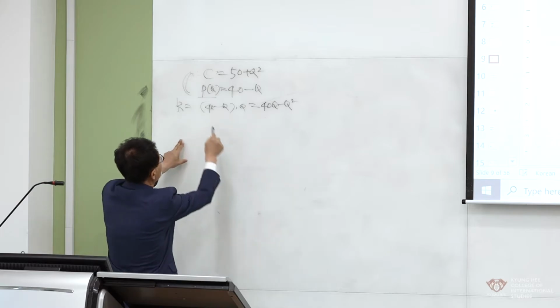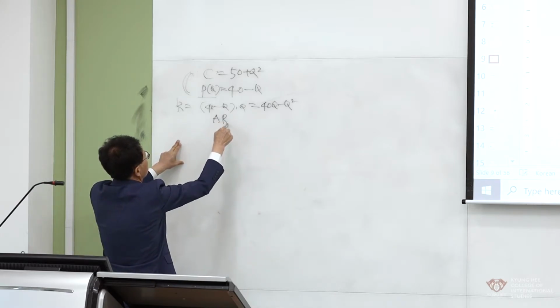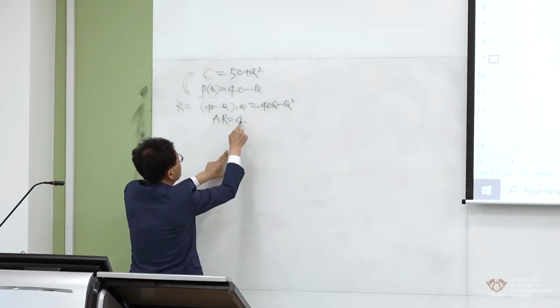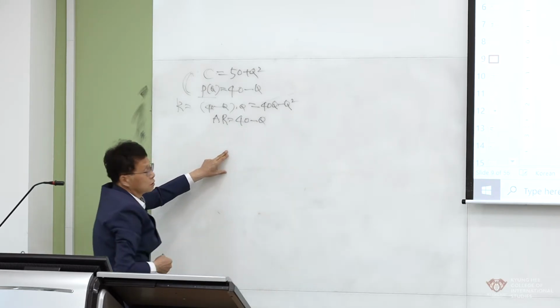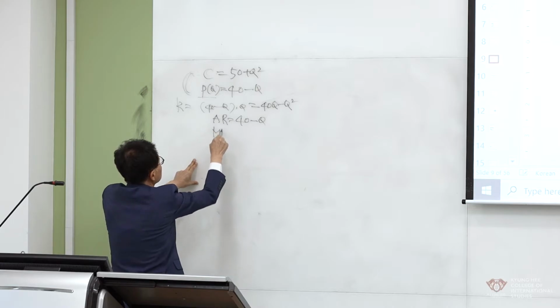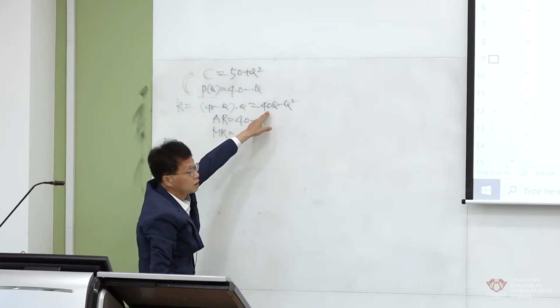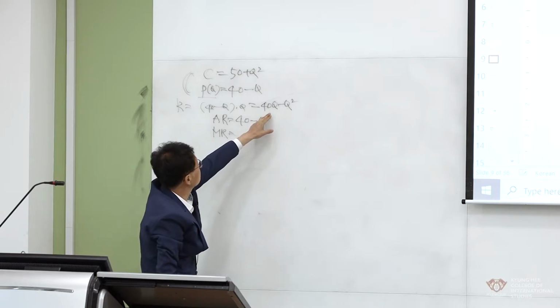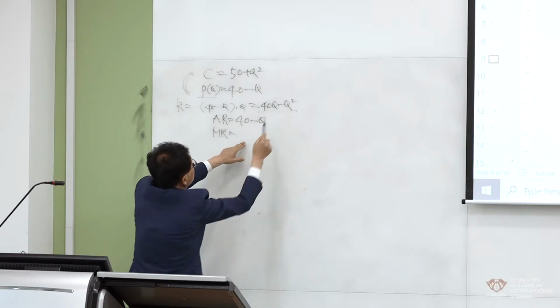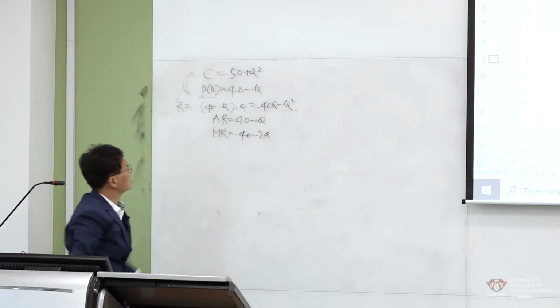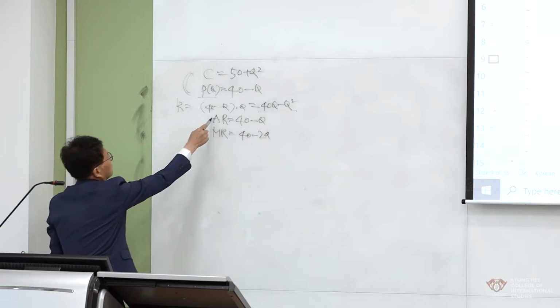From here we can calculate the average revenue and marginal revenue. Average revenue is this one divided by Q, so 40 minus Q. Marginal revenue is the first derivative of this one with respect to Q. So the first derivative is 40 minus 2Q. That is marginal revenue.